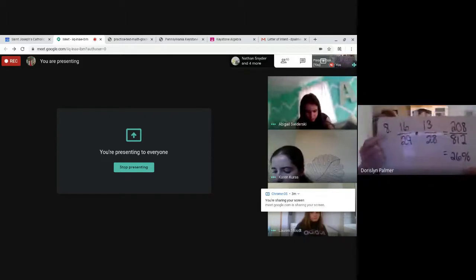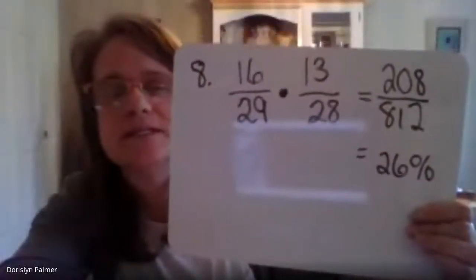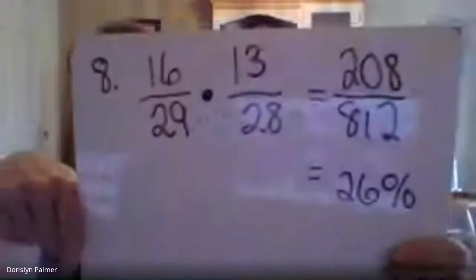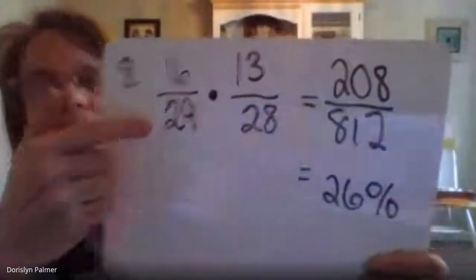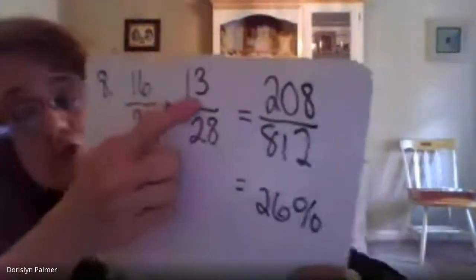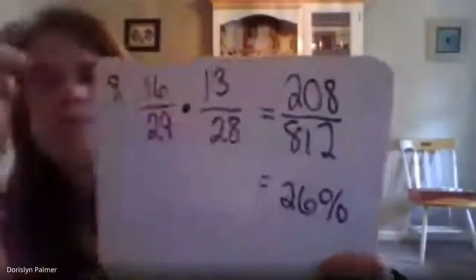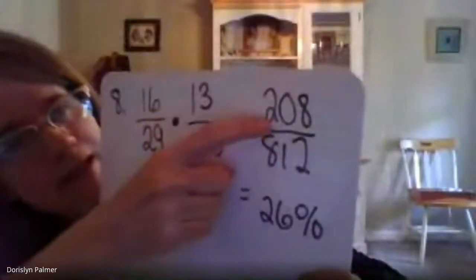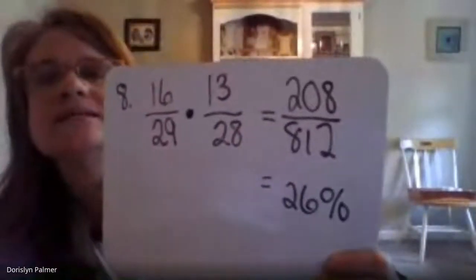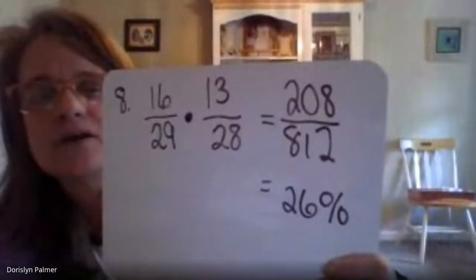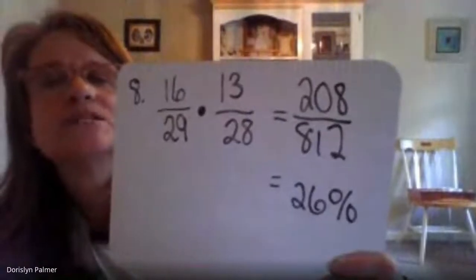Mm-hmm. Okay, so we're going to do, yeah, let me stop presenting for a sec. If I stop presenting, then maybe you guys could see my board. Okay, can you see my board now? Okay, so 16 out of 29. There we have 16 seniors and 29 total kids. We'll multiply it by picking a junior. We have 13 juniors and only 28 kids left because we already picked one of the seniors. Okay, and you'll multiply it straight across and get 208 over 812, which should be about 26%. Let me check our key. And yeah, about 26%.